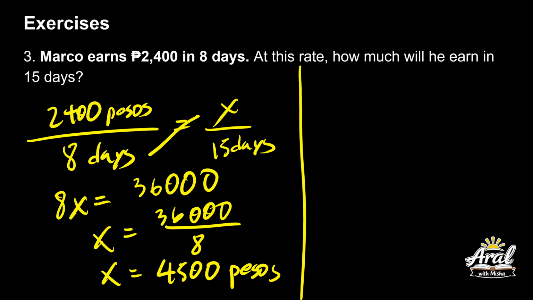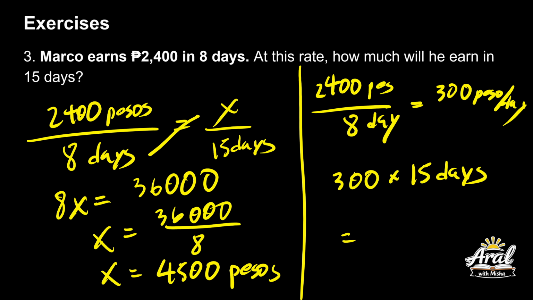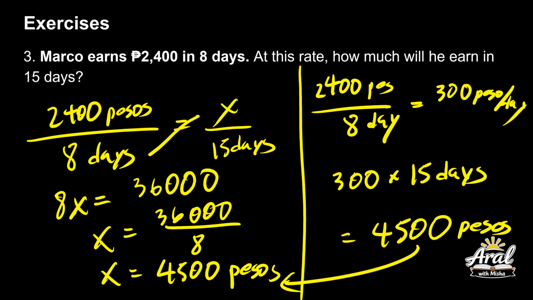Okay? So if you wanna simplify, is per unit rate, pesos in 8 days. So you wanna get the peso per day. So 2,400 divided by 8, that's 300 pesos per day. So how many in 15 days? So 300, just multiply it by 15 days. Okay? So how many pesos in 15 days? That's 4,500. So same. 4,500 pesos. So okay? Same.